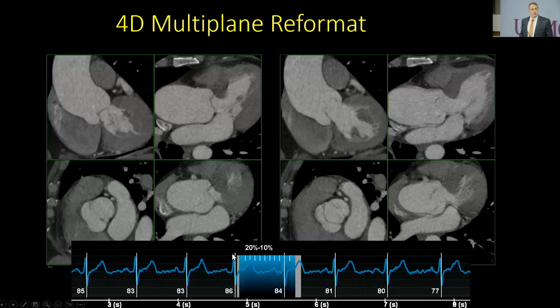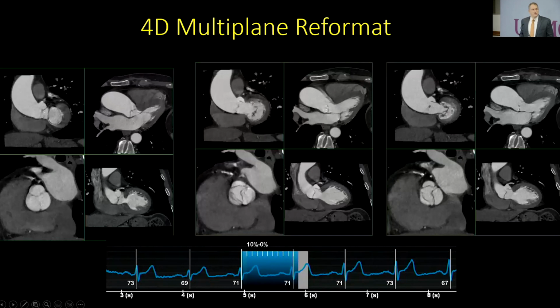And there's representative phases. So when you look at the EKG tracing here, which is from the patient during this acquisition, the gray represents when radiation dose was administered, the blue represents what was reconstruction, and the white represents those individual phases. So you can kind of get an idea of where we're reconstructing and what the images represent throughout the cardiac cycle. This is a more traditional tri-leaflet valve in diastole and systole.